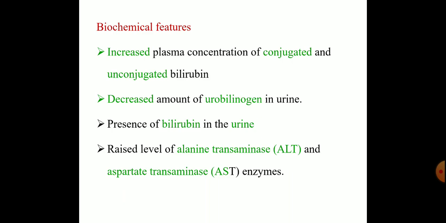Biochemical features of hepatic jaundice are increased plasma concentration of conjugated and unconjugated bilirubin, decreased amount of urobilinogen in the urine, presence of bilirubin in the urine, and raised levels of alanine transaminase and aspartate transaminase enzymes, which serve as a marker for the liver functions.